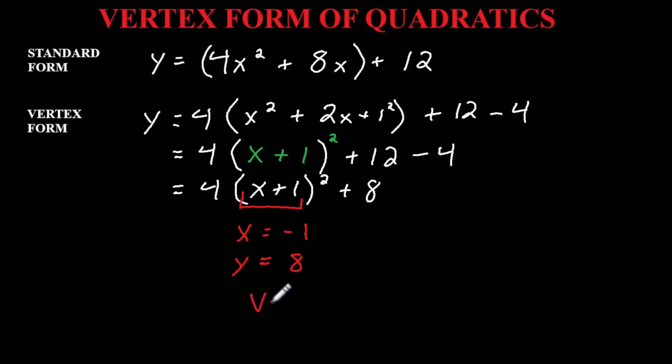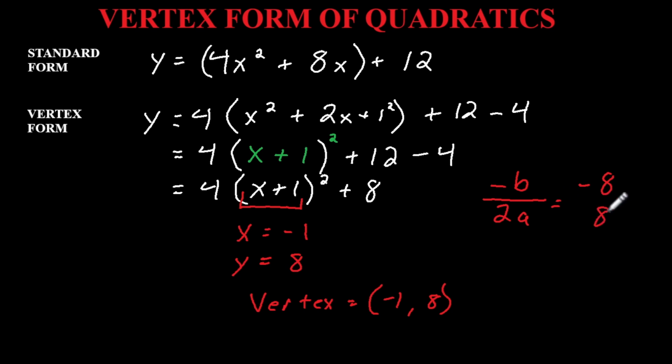So the vertex is minus 1 comma 8. And to test this, the minus b over 2a from the original standard form. So negative b is minus 8, and 2 times a is 8. So I get minus 1, and that confirms that my vertex is correct.